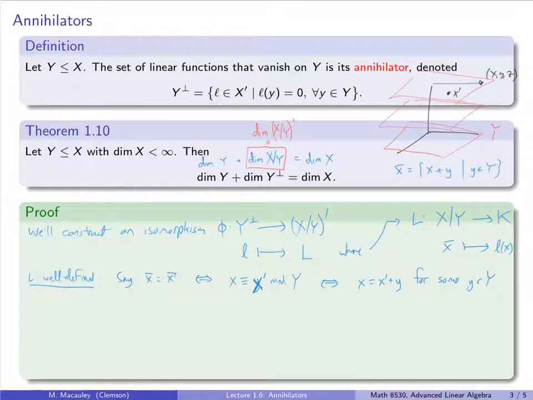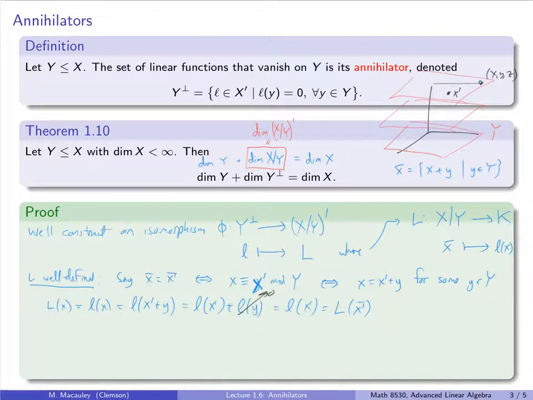Okay, so now big L of x equals, by definition, little l of x. That's how this is defined. And this is equal to little l of x bar plus y, which is little l of x bar plus little l of y. Of course, that is 0. So this is little l of x bar, and that is by definition big L of, I've got to be careful, big L of x prime bar.